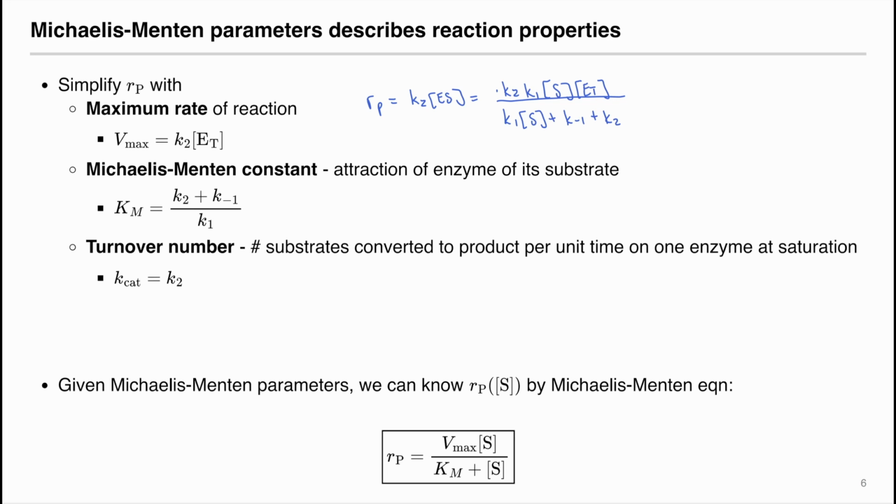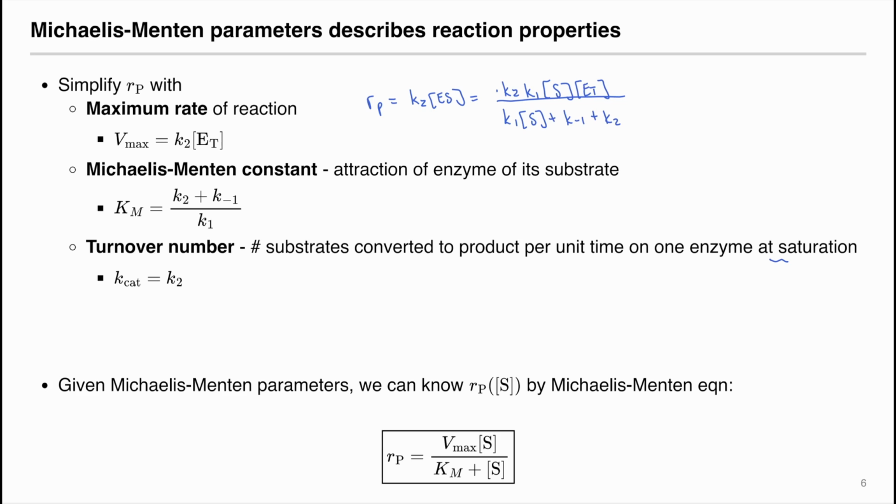We can also define the turnover number called K catalytic and set it equal to K2, the rate of reaction of the final step where the complex is turned into the product and releases the enzyme. It is the number of substrates that is converted to product per unit time on an enzyme that is at saturation.